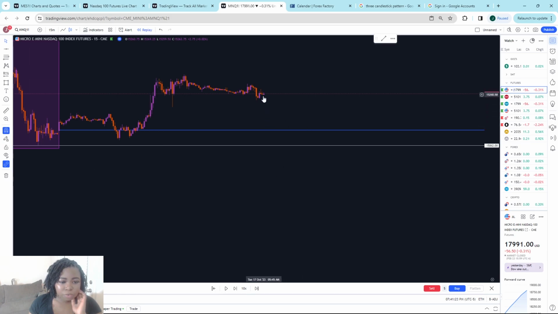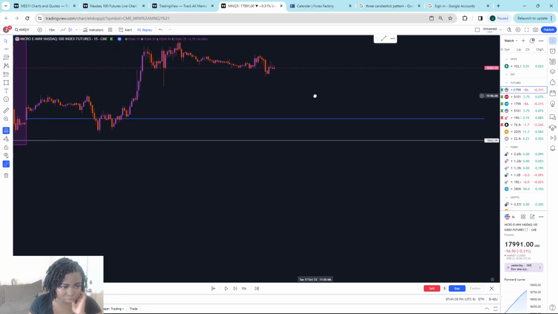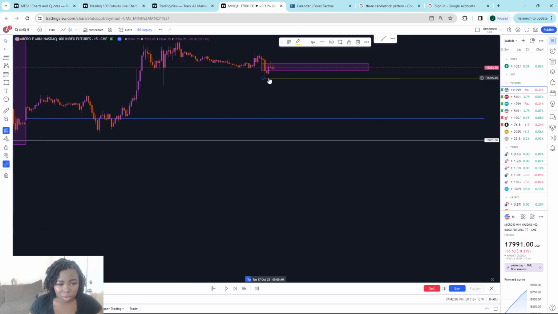And so for me, just going back here, I see where there was a fair value gap that was formed right here. And so I would mark that out. And then price currently right now, it has gone down and it's come back into this fair value gap. And I will possibly be looking for an entry somewhere around this area.